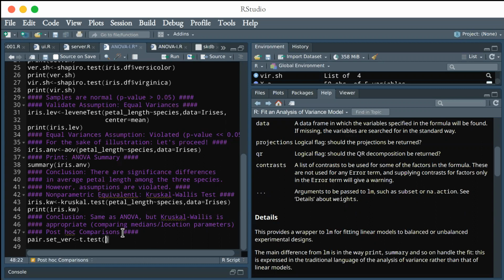So first pair would be Setosa, Versicolor. Now do you see why I created that data frame at the very beginning? Here's a question. What should we use? Should we use variances equal or unequal?